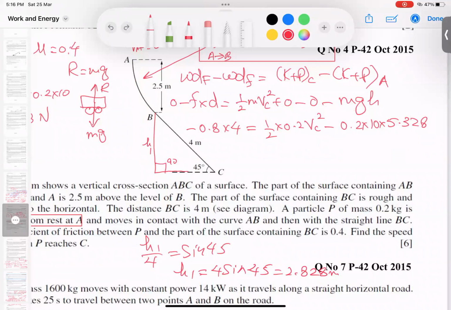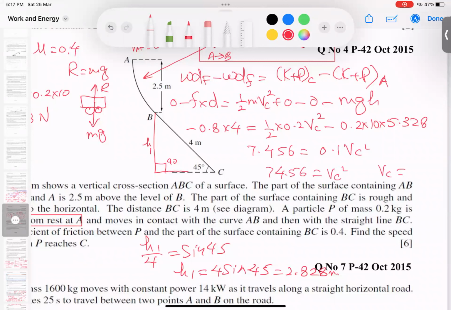So it will become, and I'm typing all together. 0.2 times 10 times 5.328 minus 0.8 times 4. Actually, this and this I typed all together. I'm getting 7.456 equal to 0.1 vc square divided by 0.1, and I got 74.56 equal to vc square.